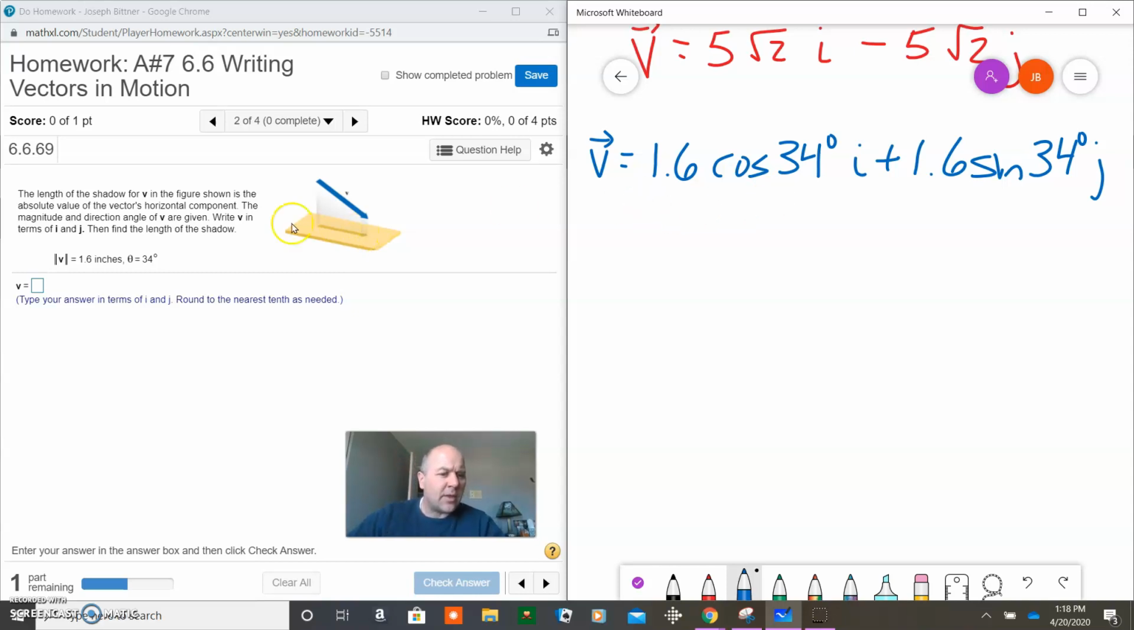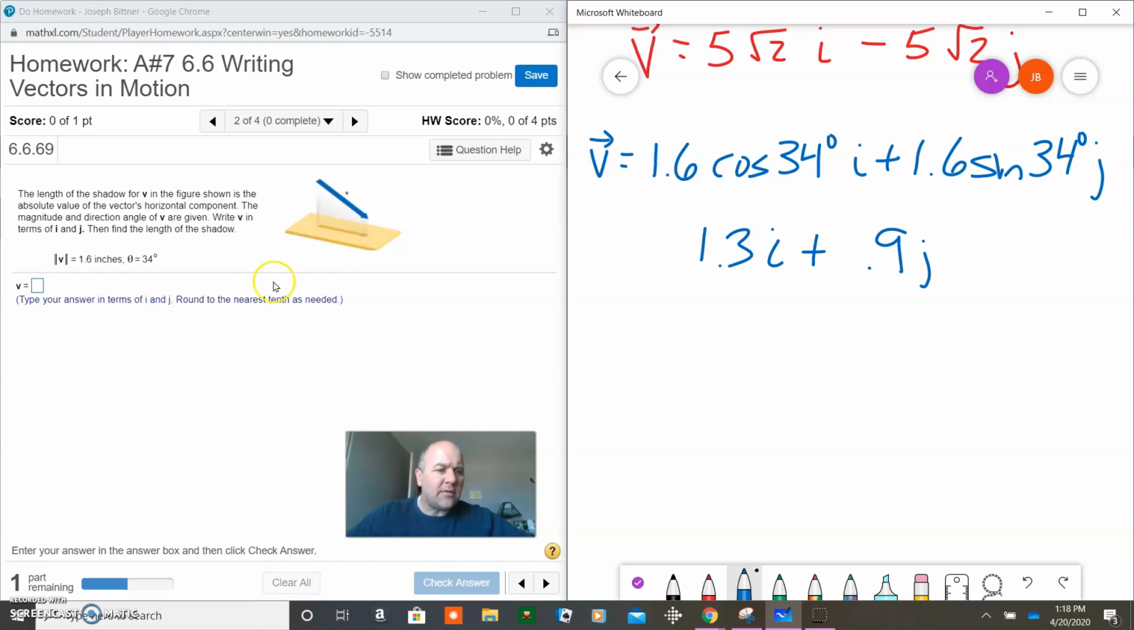Now, how many decimals do they want? Nearest tenth. That just means one decimal place. So the first one is going to be 1.3. Wow, I'm hoping you can read my handwriting here. 1.3 i plus 1.6 sine of 34, and that's 0.9 j.